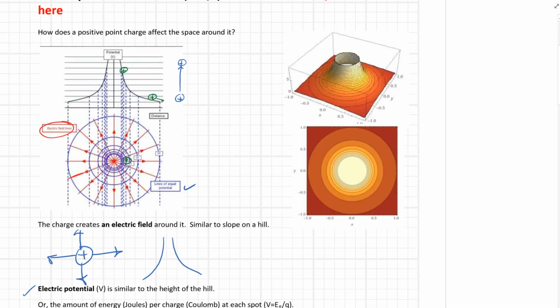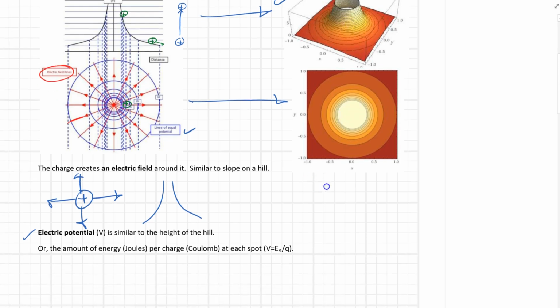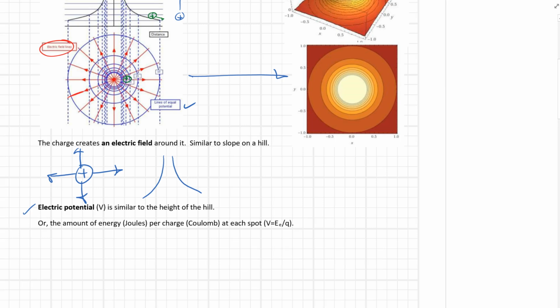Here I've got some neat little diagrams. This looks a bit more three-dimensional. These two are trying to show the same thing, and these two are showing the same thing too. These are the lines of potential, and this is just like an overhead view, and this is like a neat three-dimensional view. So when I'm looking at what is electric potential, let me just define these two.